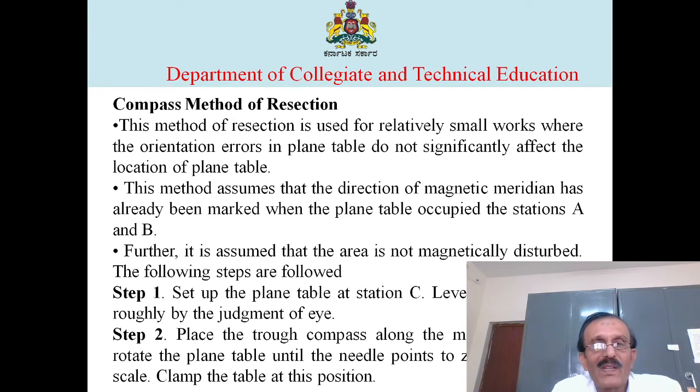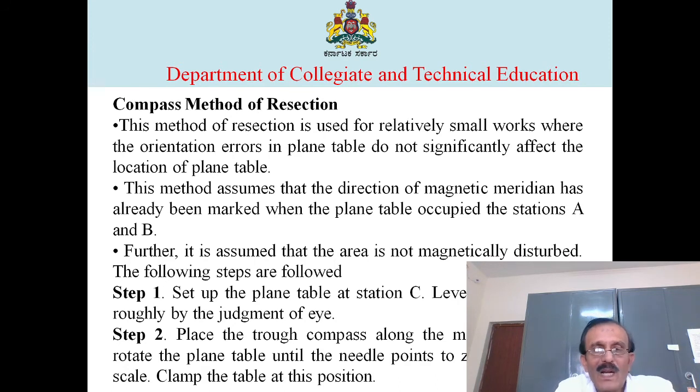The compass method of resection. In this method, the resection is used for relatively small works where the orientation error in the plane table does not significantly affect the location of the plane table. This method assumes that the direction of the magnetic meridian has already been marked when the plane table occupied stations A and B. Here capital A and capital B are the ground stations. It is further assumed that the area is not magnetically disturbed. The following steps are followed.